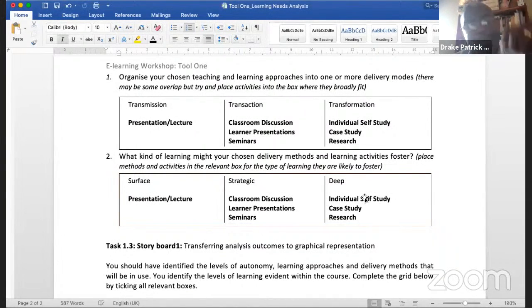You realize that presentation and lecture are largely about transmission, a straightforward transmission. But classroom discussions, learner presentations, and seminars are largely transactional; there's close support. Then individual case study, research, and individual self-study are transformative, because they involve the learner taking direct control of the process of knowledge mining, assimilation, and also representation.